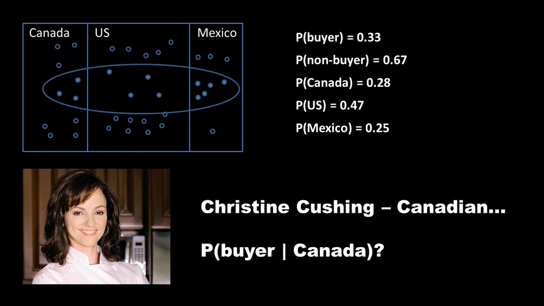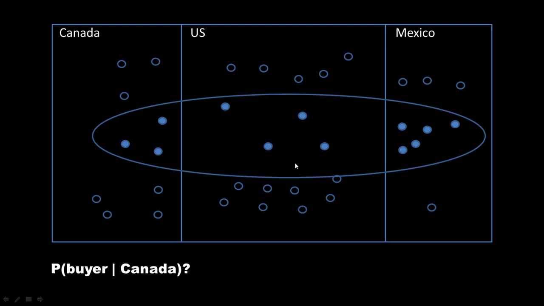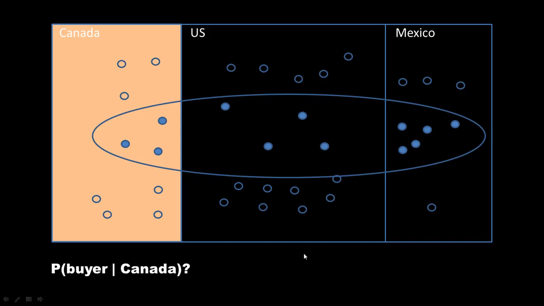So you can see that conditional probabilities could be different from the associated unconditional probabilities. So this is just explaining it. We are showing that that's the region we are concerned about, which is the Canada region alone, nothing else. Out of that, there are 3 buyers out of 10. Therefore, given Canada, the probability of somebody being a buyer is 0.3.